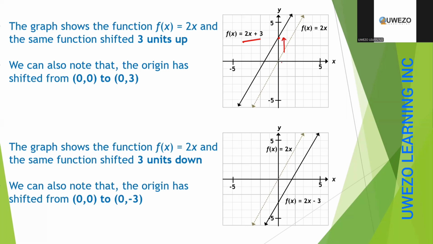Or you could also understand this graph as 2 times (x plus 1.5). So that is the reason there is also a 1.5 shift to the left. Similarly, if I subtract 3, then the graph is going to go down by 3 units, and that is also same as going 1.5 units to the right.